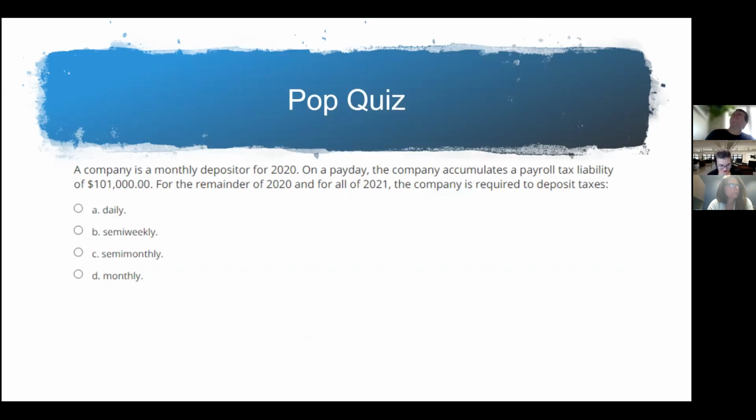Pop quiz. Don't you just love pop quizzes? A company is a monthly depositor for 2020. On a payday, a company has accumulated a payroll tax liability of $101,000. For the remainder of 2020 and for all of 2021, the company is required to deposit taxes on a daily basis, B, semi-weekly, C, semi-monthly, or D, monthly.